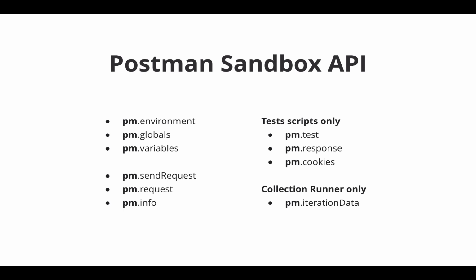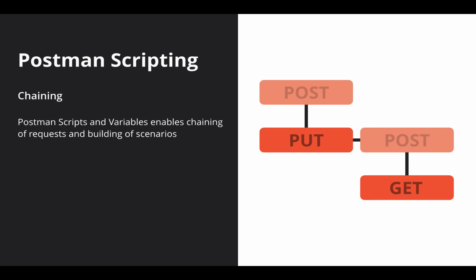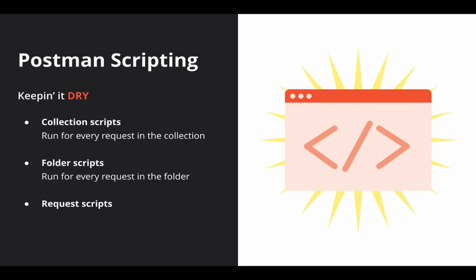If you want access to the request that is currently being sent, you can get access to that via pm.request. There's also pm.info if you want to get information regarding the request. If you're using the collection runner, there's also a special pm.iterationData for you to get access to any data files that were used to run the collection. Now, all this dynamic scripting behavior unlocks a powerful feature within Postman that we call chaining. And you can chain requests to build more powerful scenarios within your collection. And we would cover that as we come along.